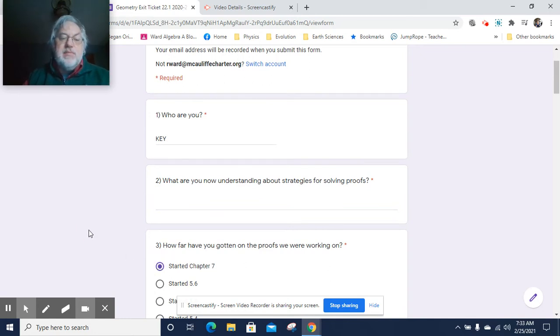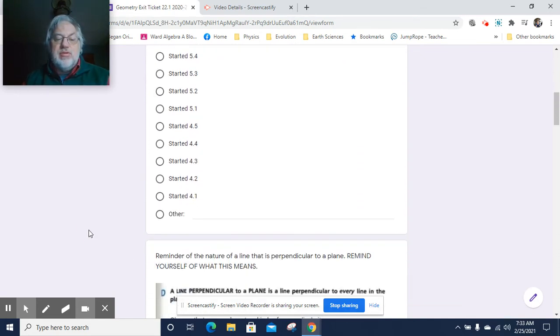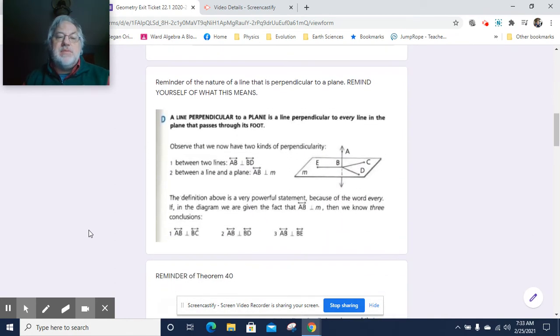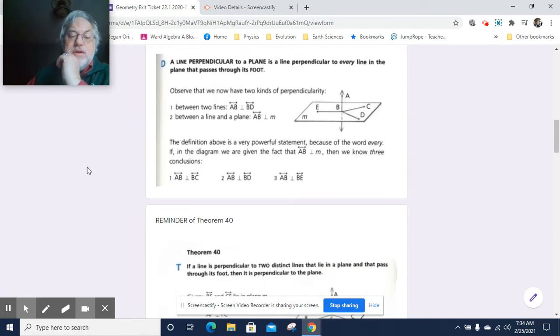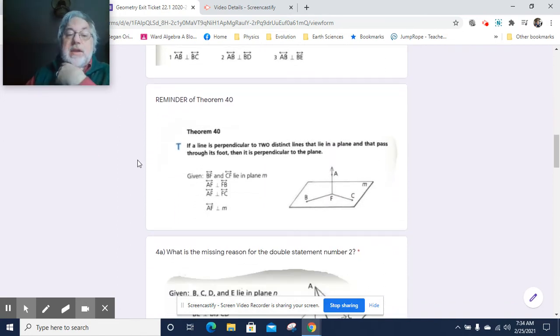And I am going to go ahead and talk through a couple of problems here on this exit ticket, exit ticket 22.1. So you do want to remind yourself that if a line is perpendicular to a plane, then it's also perpendicular to any line that's on the plane and then passes through its foot. That's important. And you also want to remind yourself that if a line is perpendicular to two distinct lines that lie on that plane and pass through its foot, then it is also perpendicular to the plane.